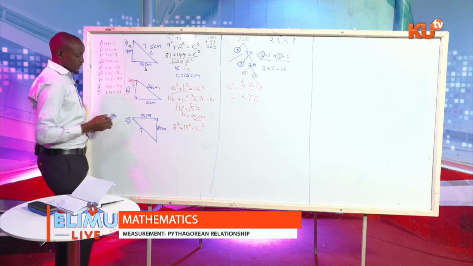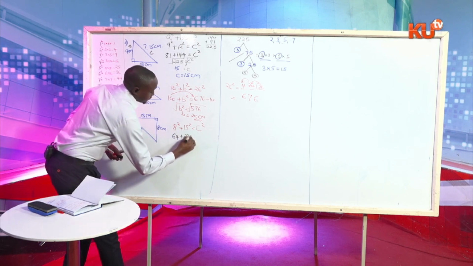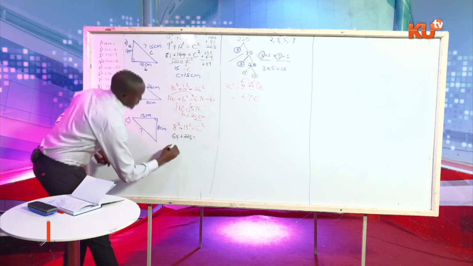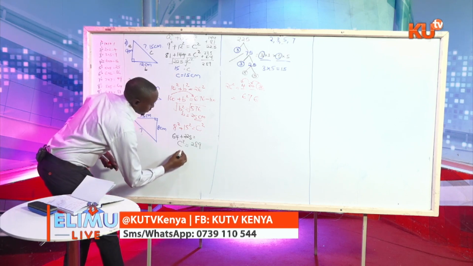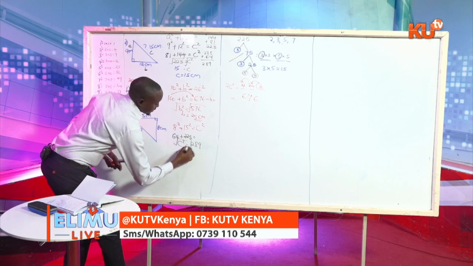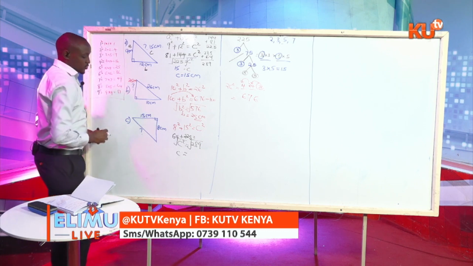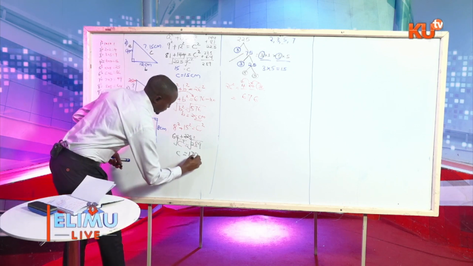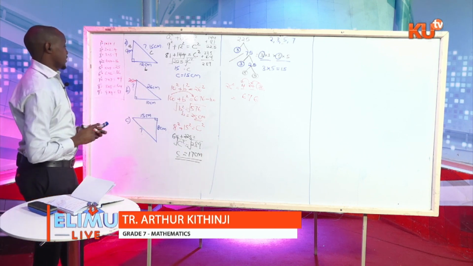So 8 squared is 64. 15 squared is 225. So 64 plus 225 gives us 289. So C squared is equal to 289. And then we take the square root of both sides to do away with the exponent 2. That gives us C is equal to, that should be 17, if I'm not wrong. C is 17 centimeters. Check using the prime factorization or the factor tree that we have done.